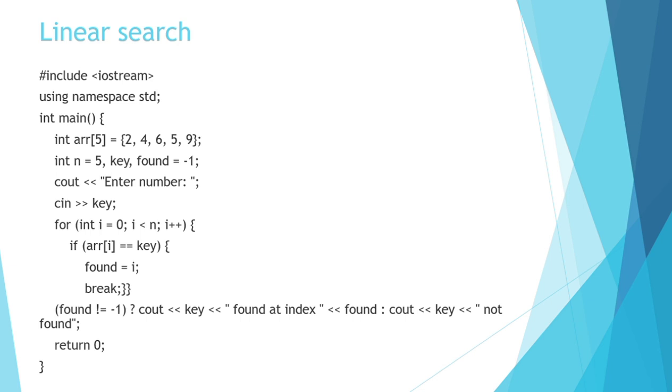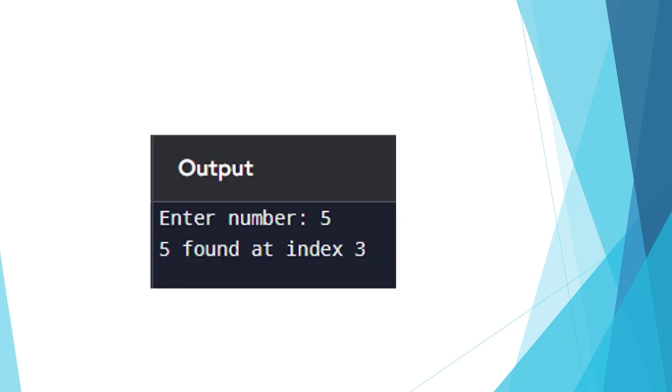If found is not -1, the program prints that the number was found along with its index, otherwise, it prints that the number was not found in the array. This implementation efficiently searches for an element in an unsorted array using a linear search approach. After successful execution, output will be like this.